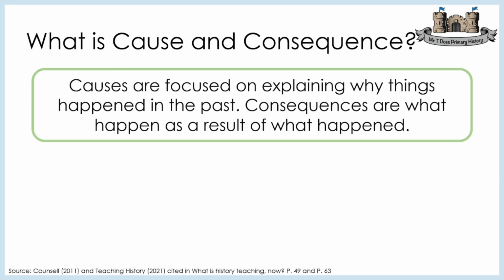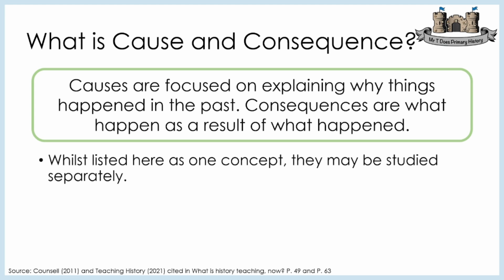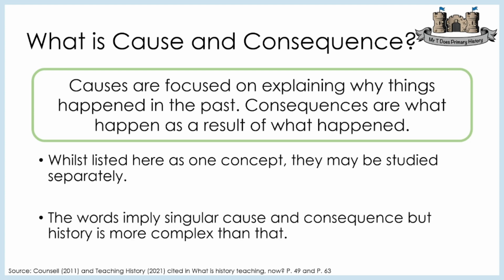What is cause and consequence? Causes are focused on explaining why things happened in the past. Consequences are what happened as a result of what happened. Whilst listed here as one concept, they may be studied separately. More examples in just a moment. The words may imply singular cause and consequence, but history is much more complex than that. More often than not, there are several.